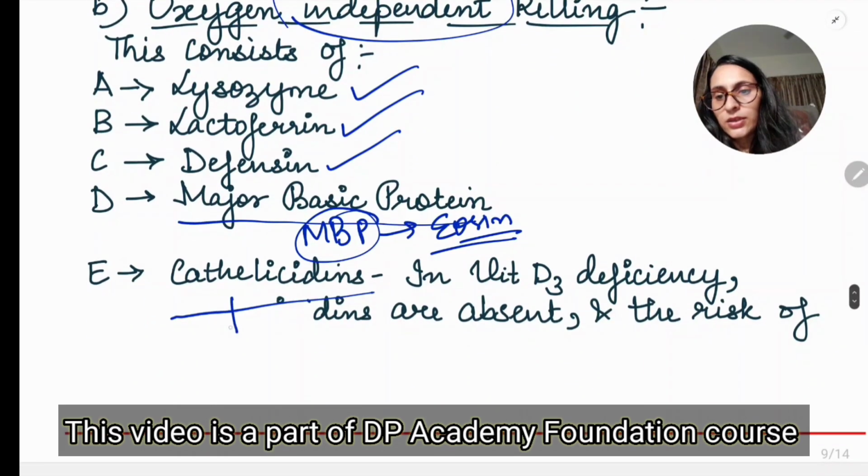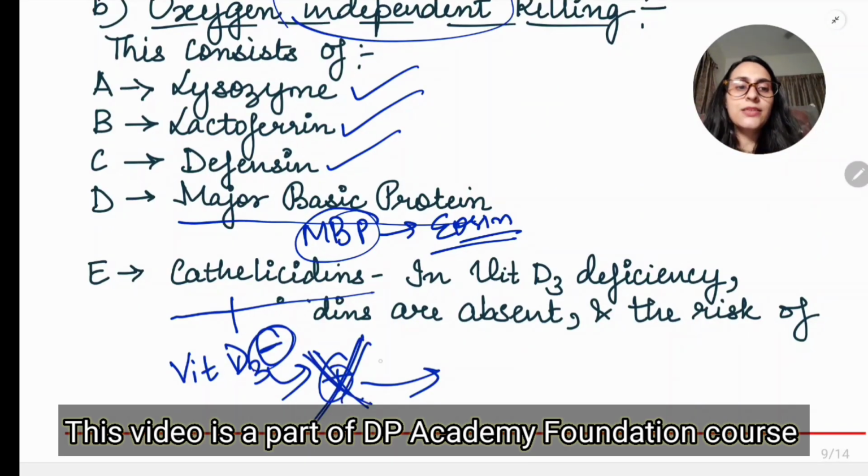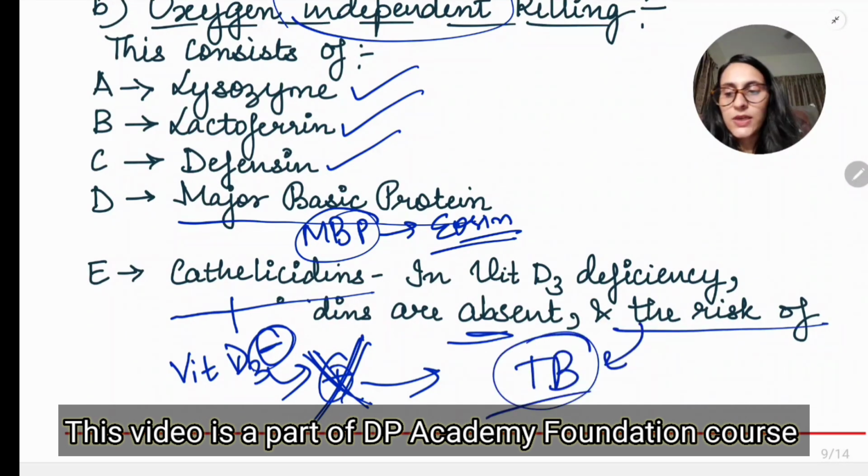Cathelicidin is produced with the help of vitamin D3, and it helps us to fight against tuberculosis. So if a person has vitamin D3 deficiency, that means the patient will not have cathelicidin. Cathelicidins are absent in that individual, and these people have a high risk of having tuberculosis, because this cathelicidin actually helps us to fight against tuberculosis.